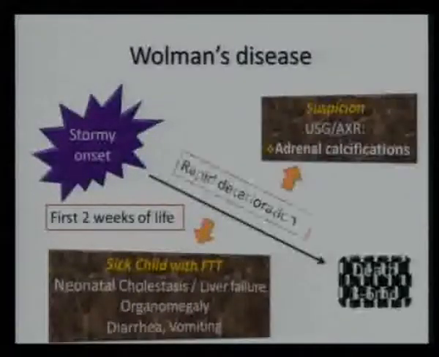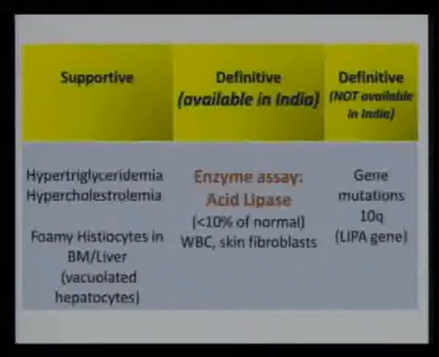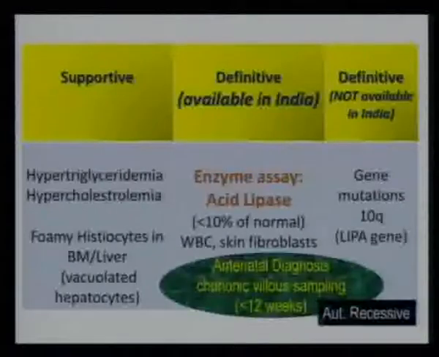Wolman's, we talked about yesterday, and what is the enzyme? Supportive findings are hypertriglyceridemia, hypercholesterolemia, and foamy histiocytes in bone marrow and liver, and the enzyme required for confirmation is the acid lipase enzyme. This can be done from WBCs or skin fibroblasts. This is available in India. These laboratory groups are actually doing this test, acid lipase, in India. So you can easily ask for this. Whenever you have calcification in the adrenal gland and the manifestations, you can ask for this enzyme, it is available.